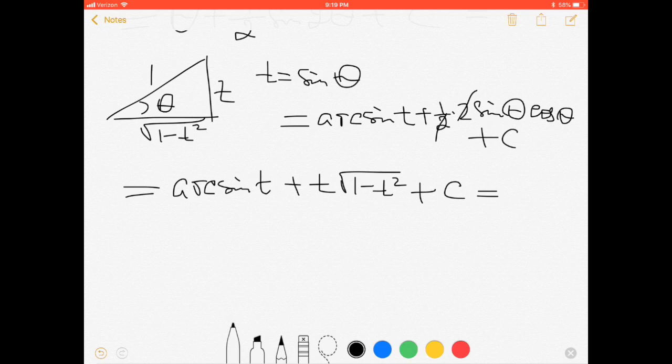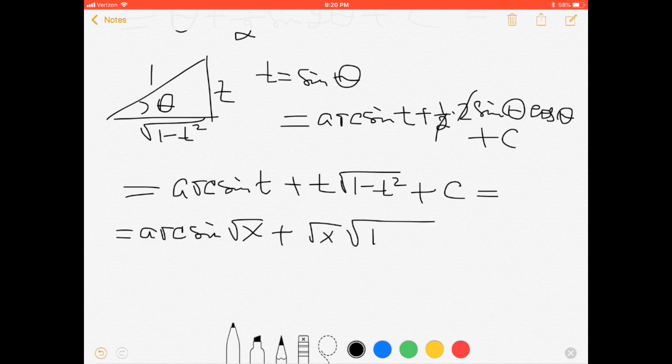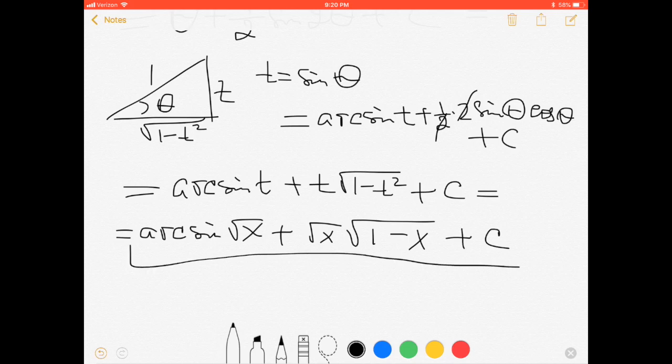It will be t equal, because x equals t squared, this means t equals the square root of x. Okay, here we have arcsine square root of x plus square root of x times 1 minus x, plus c. This is our final answer. You see how difficult an integral we solved, because we have a very complicated answer, but we can do it. This means no problem. Okay, great.